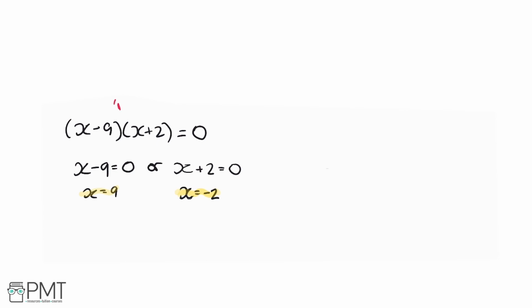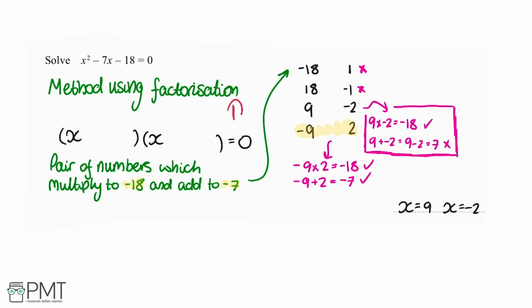We get a mark here for our correct set of brackets. We get a mark here for the start of our working. And we get a final mark for the correct answer of x equals 9 and x equals minus 2.